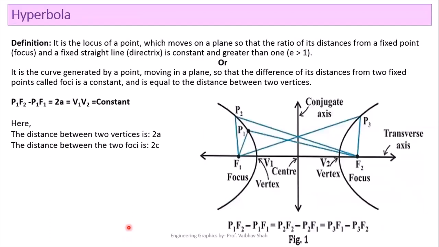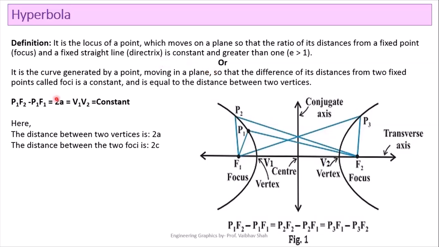So now let us move ahead to hyperbola. Definition: it is the locus of a point which moves on a plane so that the ratio of its distances from a fixed point and a fixed straight line, or directrix, is constant and greater than 1. You can see eccentricity is greater than 1, as we have learned previously. So whenever eccentricity is greater than 1, your curve would definitely be a hyperbola.